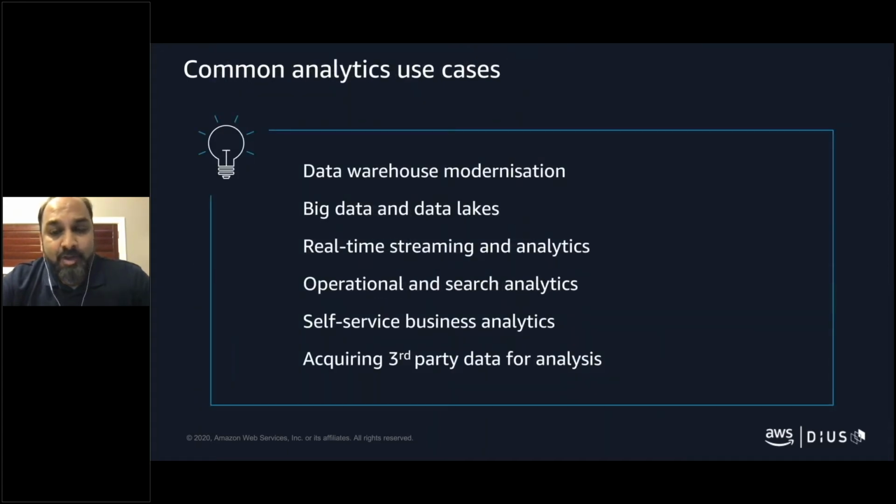Analytics is a broad space, but some common use cases emerge for most businesses, such as data warehouse modernization, big data and data lakes, real-time streaming and analytics, self-service business analytics, and acquiring third-party data for analytics and others. You'll see how Swoop Aero and DiUS use their telemetry for operational and search analytics and beyond in today's presentation as well.